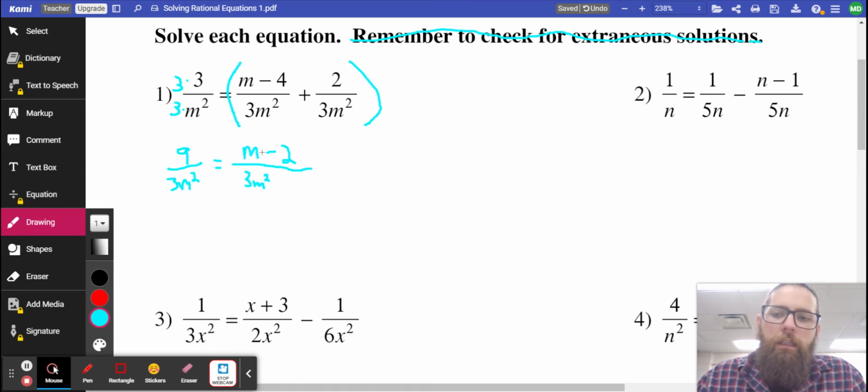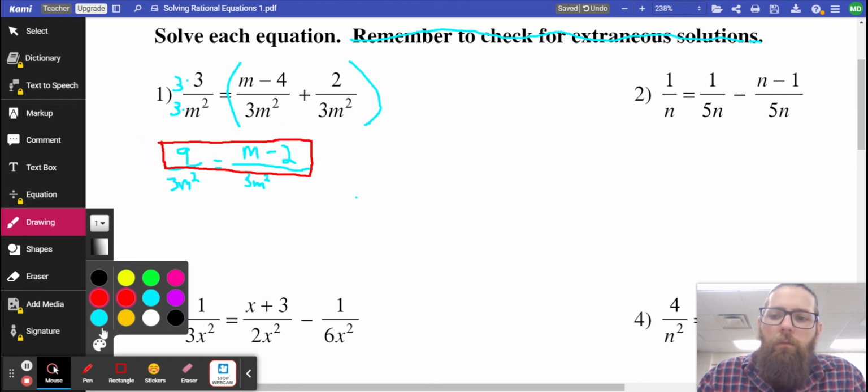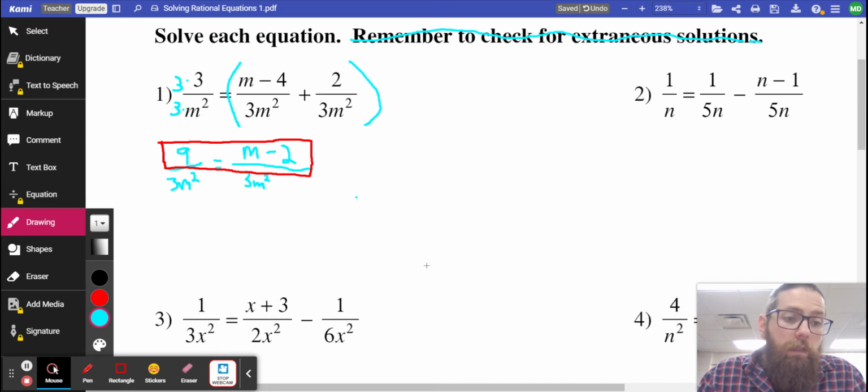So now I got this thing equals this thing, and a lot of you are going to think right now that we should be cross multiplying. Here's the deal. Actually, it turns out that your answers to equations that have fractions like this only come from the results of solving the top of these fractions. In other words, if your bottoms match, you can just say that 9 equals m minus 2 and not even worry about the bottoms.